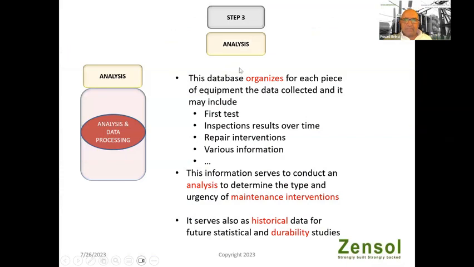Step 3 is the analysis. So this database organizes for each piece of equipment the data collected, and it may include the first test, results over time, repair interventions, various information. This information serves to conduct analysis to determine the type and urgency of maintenance interventions. It serves also as historical data for future statistical and durability studies. So it's important to keep all this information.